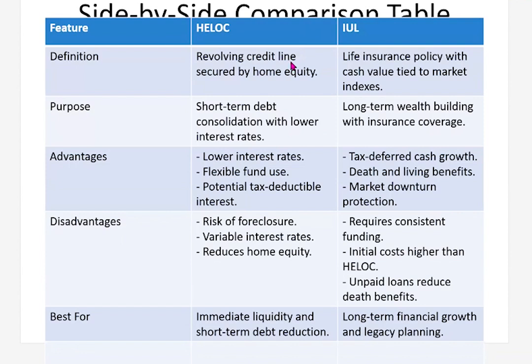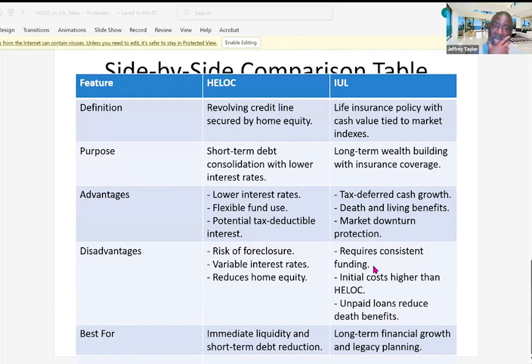That's a powerful thing. It has death and living benefits. So if something happens to you, you can have your funds earmarked to your family the way that you want it to be paid out. It has living benefits. You have a heart attack, stroke, cancer, long-term care trigger. You have a set of funds earmarked there to help take care of you. Market downturn protection. We just talked about that. It says requires consistent funding. Now let's talk about this. That's true to a point.